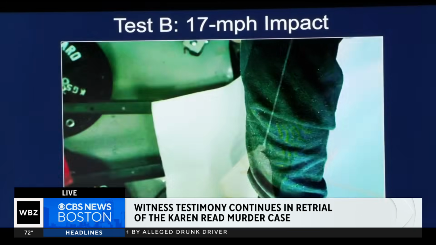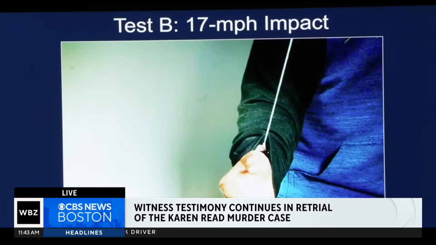Next slide, please. What are we looking at here? So in this slide, you're looking at another high-speed video. This is just a side view. Again, you're going to see the taillight enter the frame from the left, impacting the arm at 17 miles per hour. Is this in slow motion as well? This is in slow motion, correct, not real time. Okay.